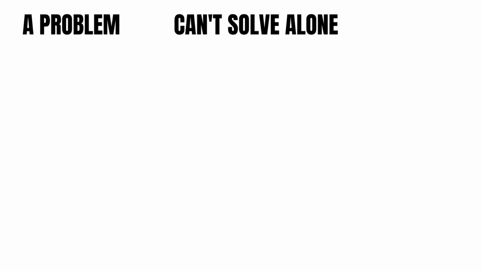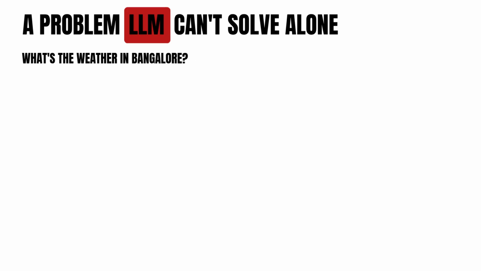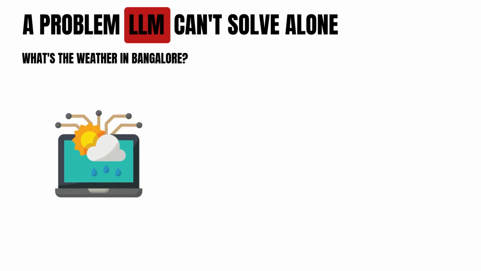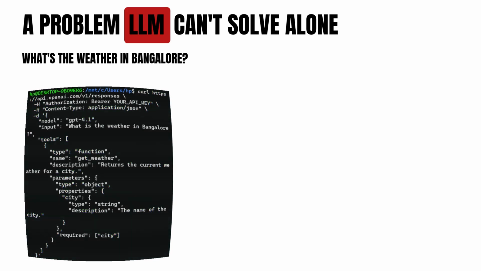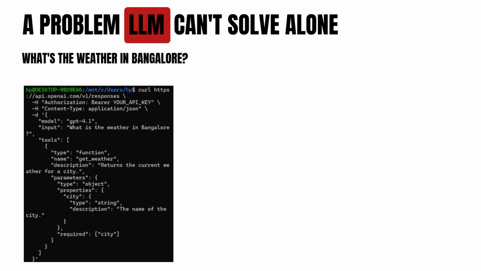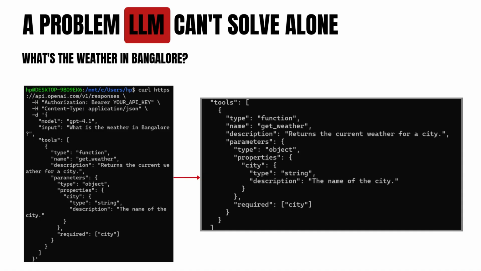Now let's solve a problem that the model can't answer from its training data. Suppose the user asks, what is the weather in Bangalore. The model doesn't have access to live weather data. So before making the request, we will tell OpenAI, by the way, my application has a tool called getWeather. If you need live weather information, you can ask me to execute it. Now our request becomes larger. The only major difference is this new tools section. We are not sending our code to OpenAI. We are simply describing what tools are available and what they do.